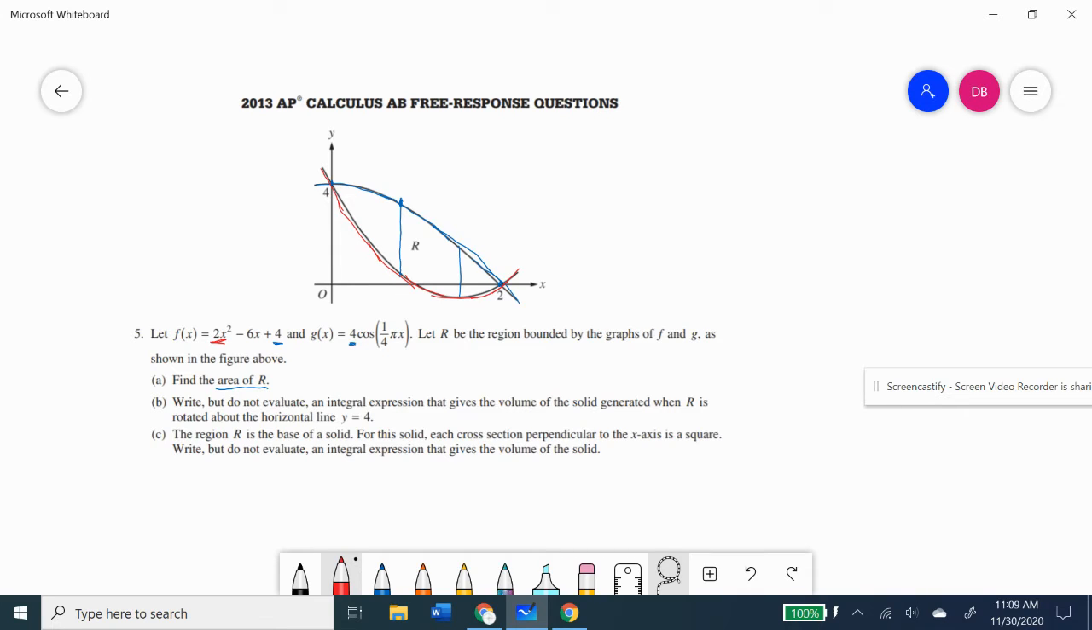So since the functions are named, you can use their names as you write the integral. That will find the area. So again, the top one was the cosine function, so that's g of x, minus the bottom function, f of x.